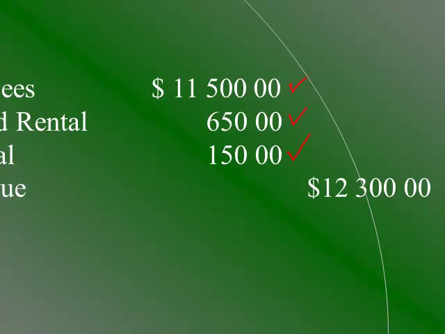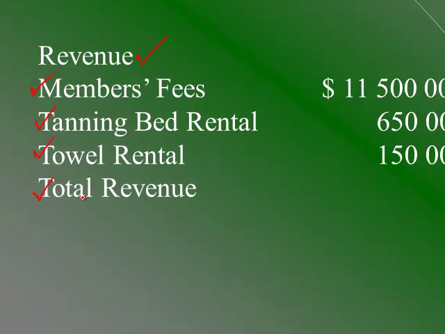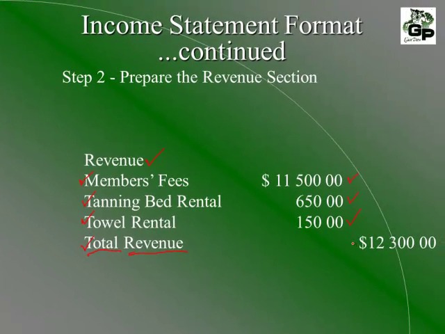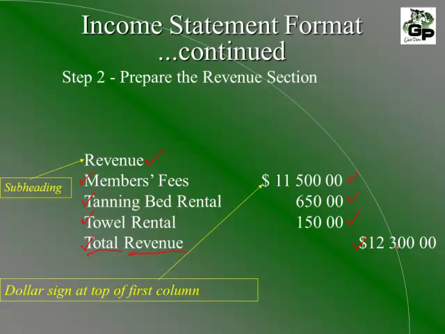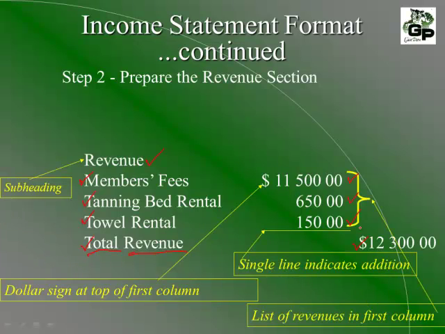The last thing that we do in the revenue section is to total up all the revenue. So we use the title Total Revenue. The total goes in the next column to the right of where each individual account value is. And because it's at the top of this column, it's the first item entered, we put a dollar sign. Don't forget to put the single line to indicate that addition and subtraction is going to occur. Even though it's in the column adjacent, we still need to have this line right here.